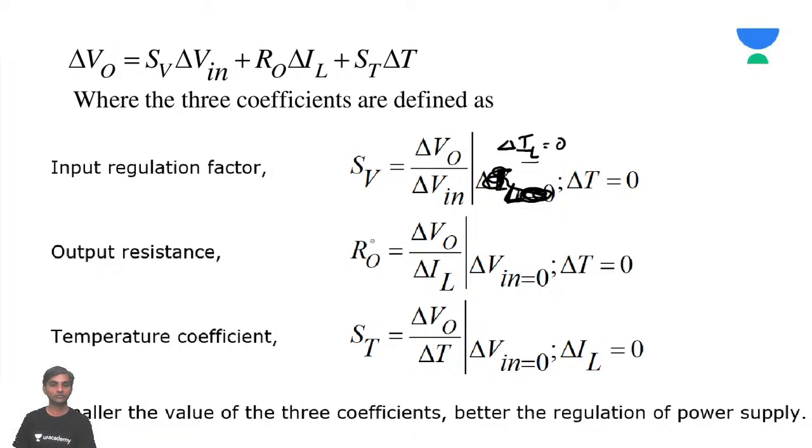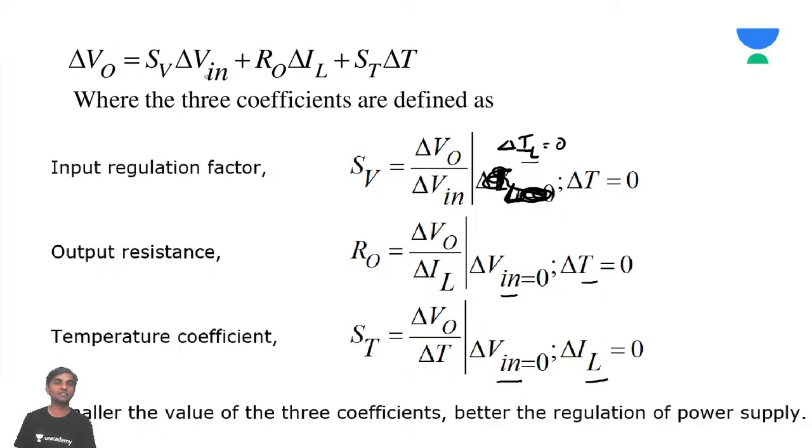Right? So what is R naught? R naught is change in voltage by change in current, assuming change in input and change in temperature as zero. That is the output resistance. Then the temperature coefficient: change in output voltage with respect to temperature, having change in input voltage 0 and change in load current 0.